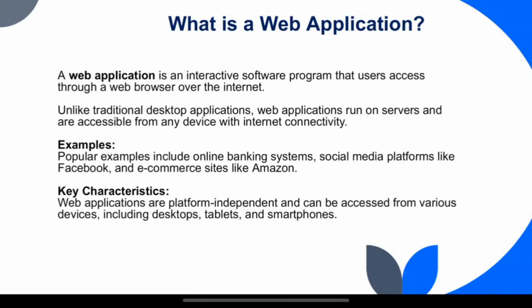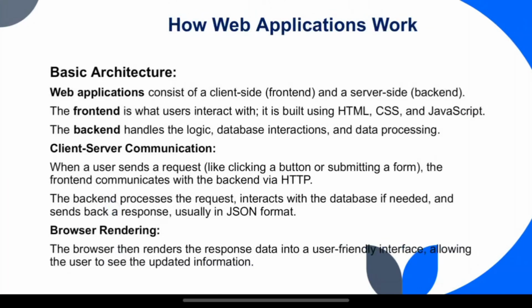Key characteristics: web applications are platform independent and can be accessed from various devices, including desktops, tablets, and smartphones. How do web applications work? Web applications consist of a client side and a server side, or backend. The front end is what users interact with. It is built using HTML, CSS, and JavaScript. The backend handles the logic, database interactions, and data processing.